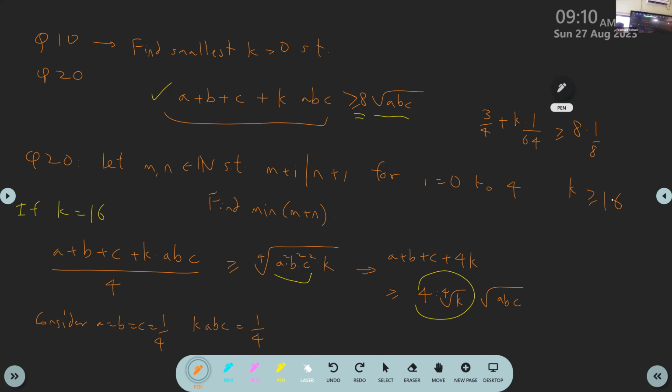I think in this question there is not much flexibility, because looking at the form, AM-GM immediately comes to mind. So that is the only way we can proceed.